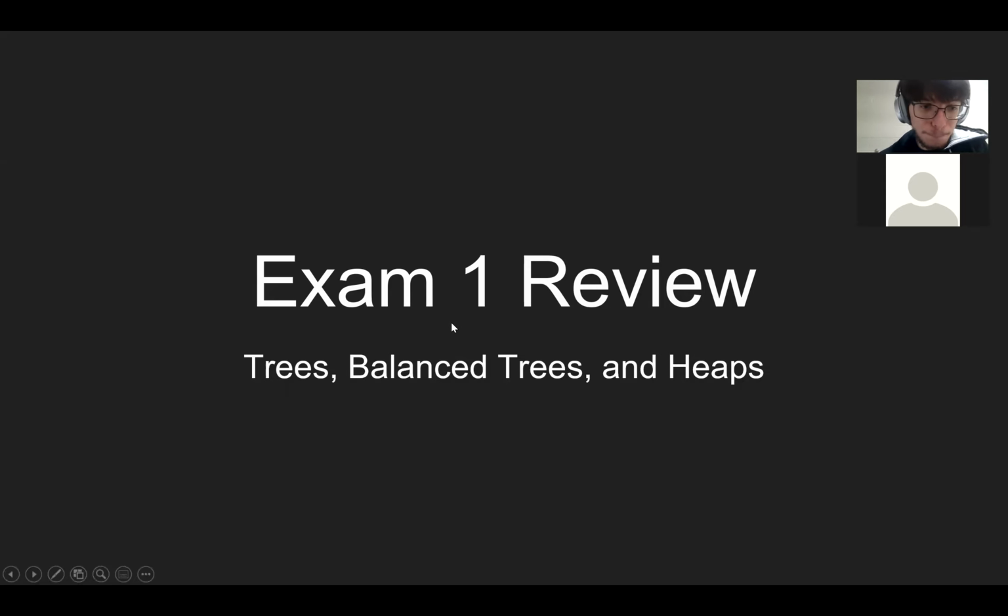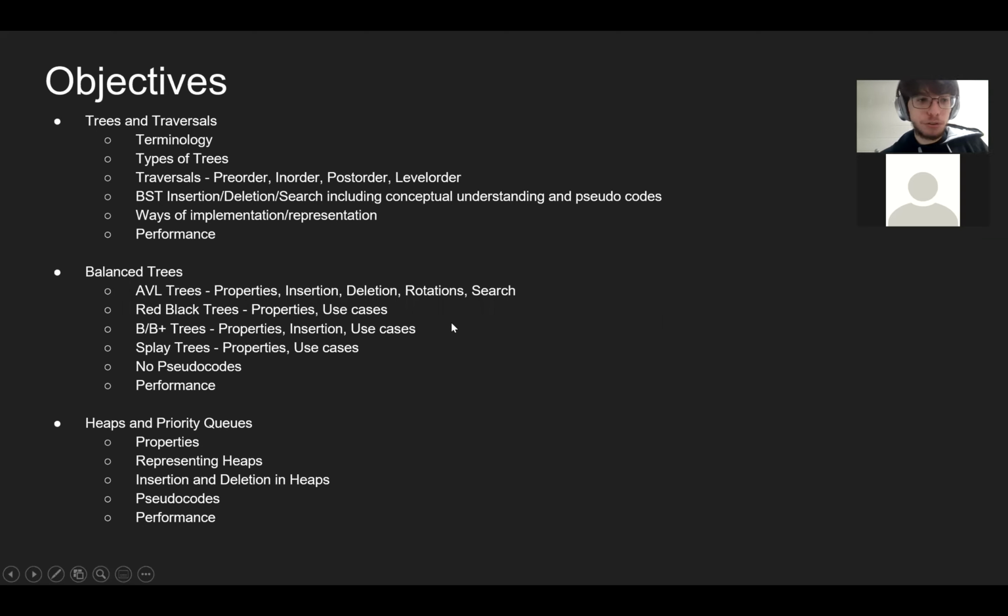Okay. So our objectives are to go over trees and traversals, then balanced trees, and finally priority queues. These are the kind of things you'll have to know for the exam. For trees and traversals: terminology, types of trees, traversals, and so on.